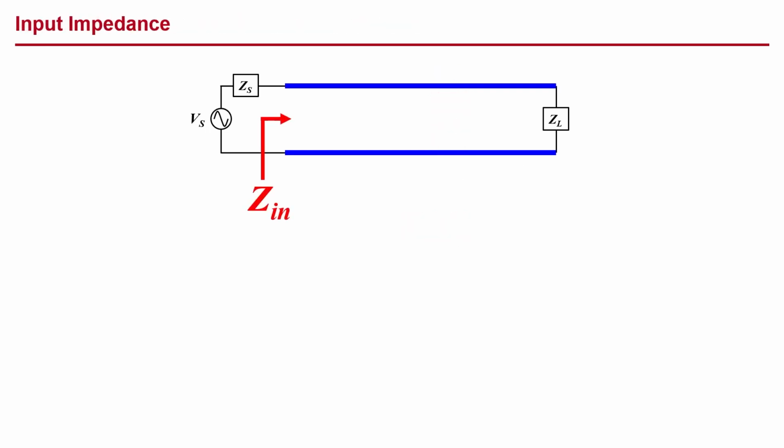Ultimately, we are interested in the apparent input impedance as viewed by the signal source, where the distance from the load is the length of the cable L. This will be the focus of our discussion in this concluding session.